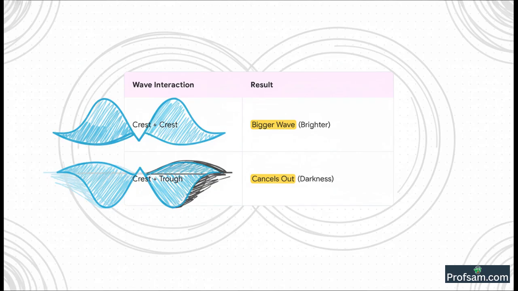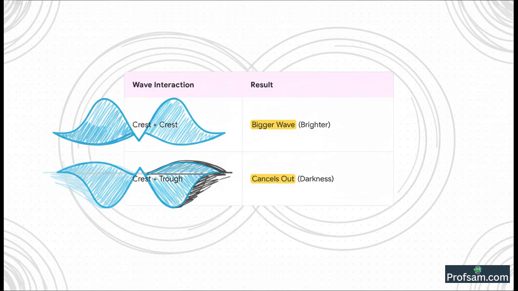For a moment, just forget about light. Let's think about ripples in a pond. Simple, right? So, when the peak of one ripple, we call it a crest, meets the crest of another one, what do you think happens? Simple. They add up. They create a bigger wave. But what if a crest meets a trough, the lowest point of a wave? Well, they cancel each other out. Poof, gone. And believe it or not, it's exactly the same with light.